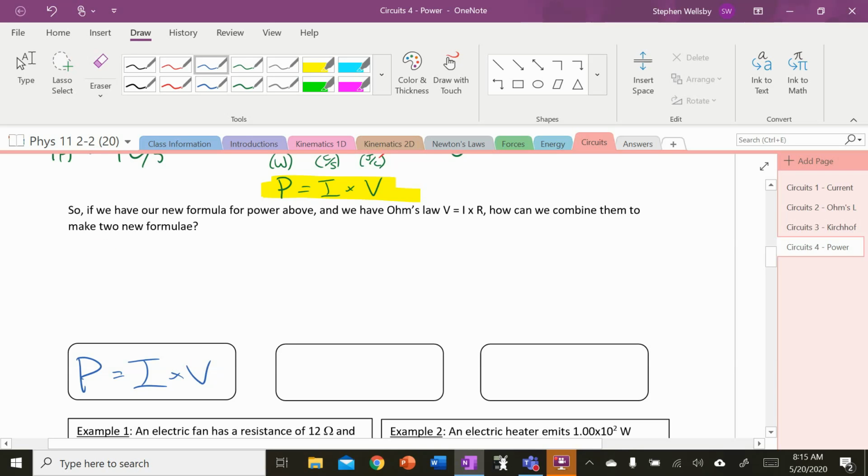Now we have this formula here, P equals I times V, and we also have Ohm's law, which says that V equals I times R. How can we combine these two formulas? I want you to combine those two to try and make two new formulas for power. You're going to need to substitute some of these quantities into the formula above here. So please take a minute, pause the video, and try solving what the other two formulas may be.